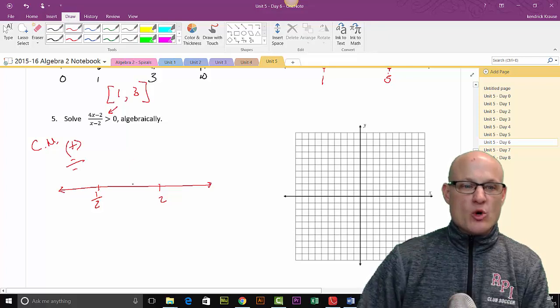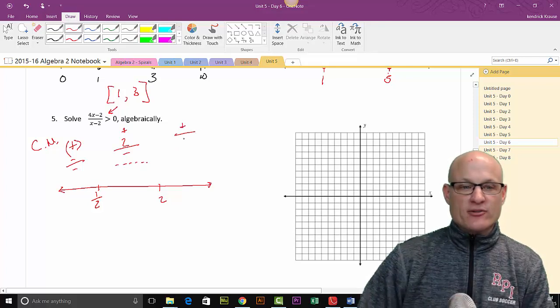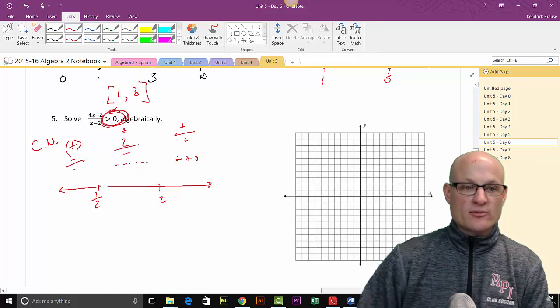If I plug in 1, the numerator is 4 minus 2, which is 2, positive, over 1 minus 2, which is negative. Positive over negative is negative. Then if I plug in 10, the numerator is 38, positive, and the denominator is 8, positive. So this is positive, negative, positive. And what do I want? I want where it's greater than 0, or where it's positive.